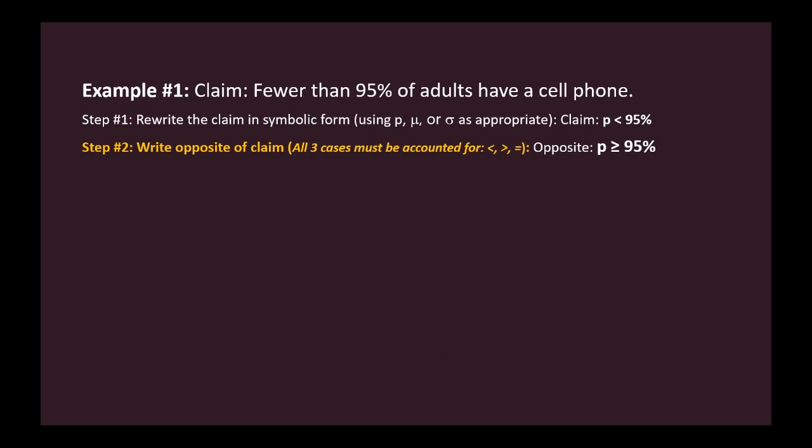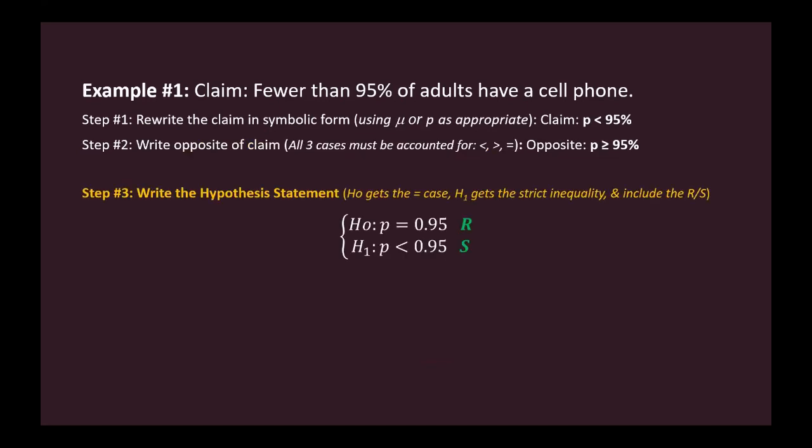Next, we're ready to write the hypothesis statement. And since we're talking proportions here, it's going to be proportions down in the hypothesis statement. Our 95% is going to be our value down there. You're going to see that written in decimal form, so that's how I wrote it here. And the null hypothesis gets the equal case, so we write the equal in there. And the alternate hypothesis gets the strict inequality. That was the less than case.